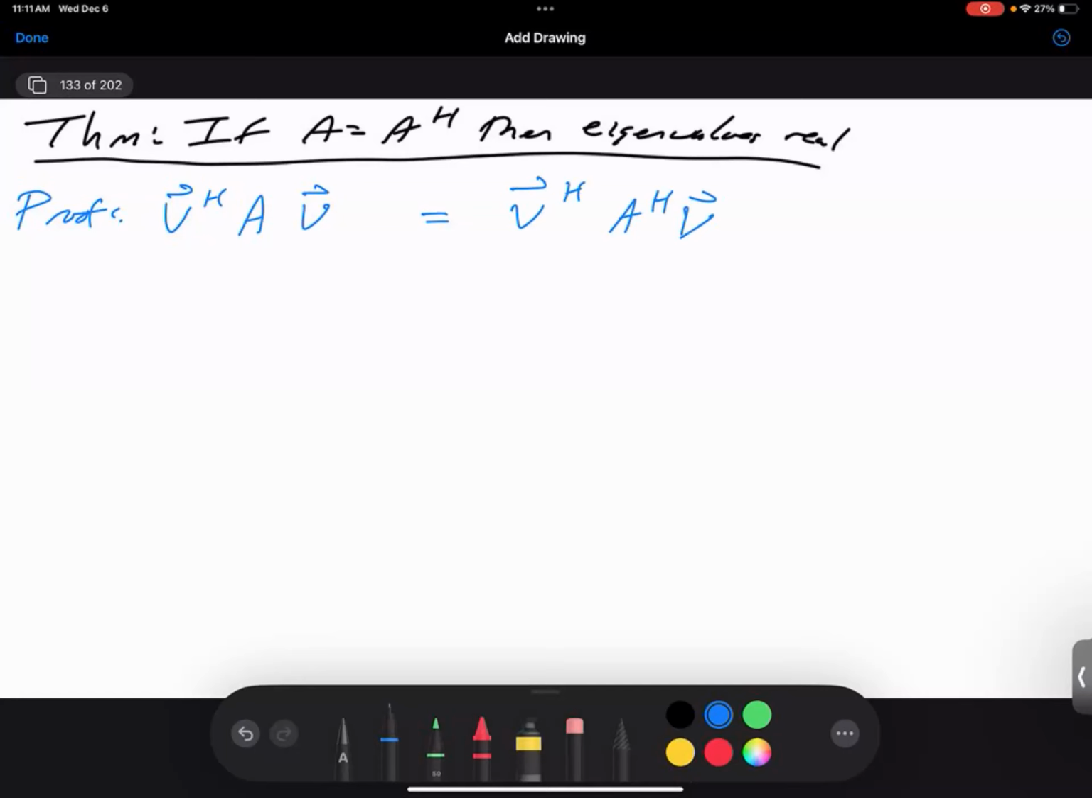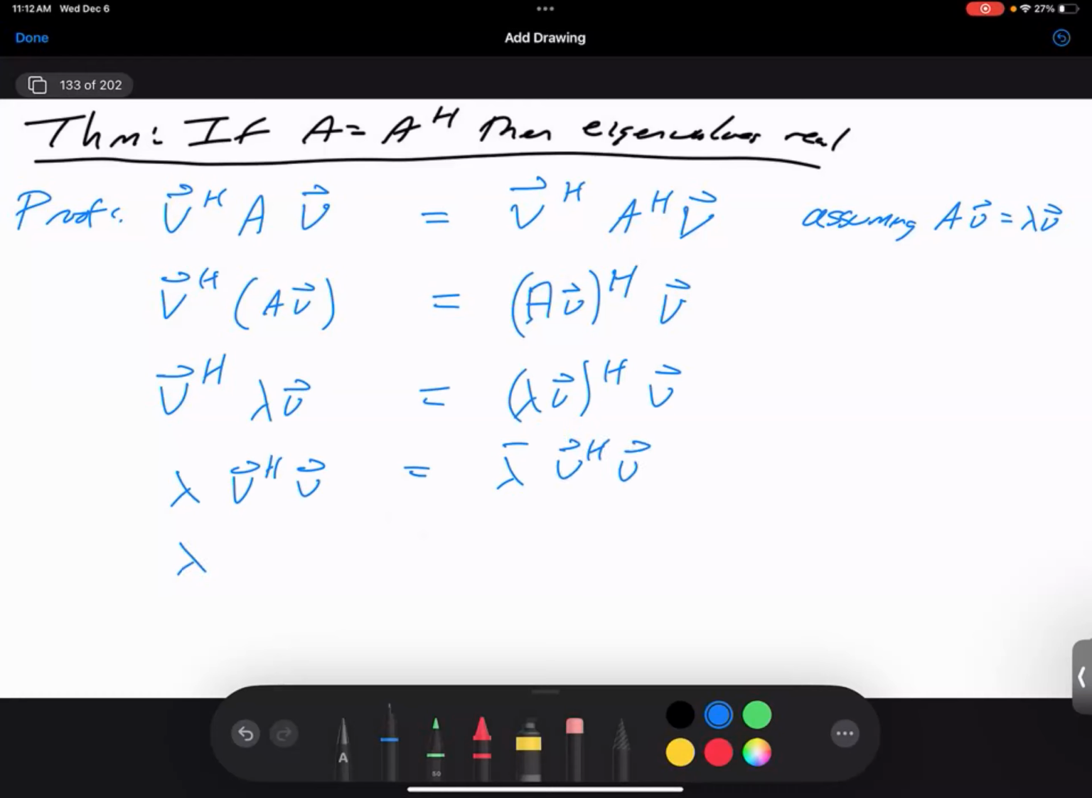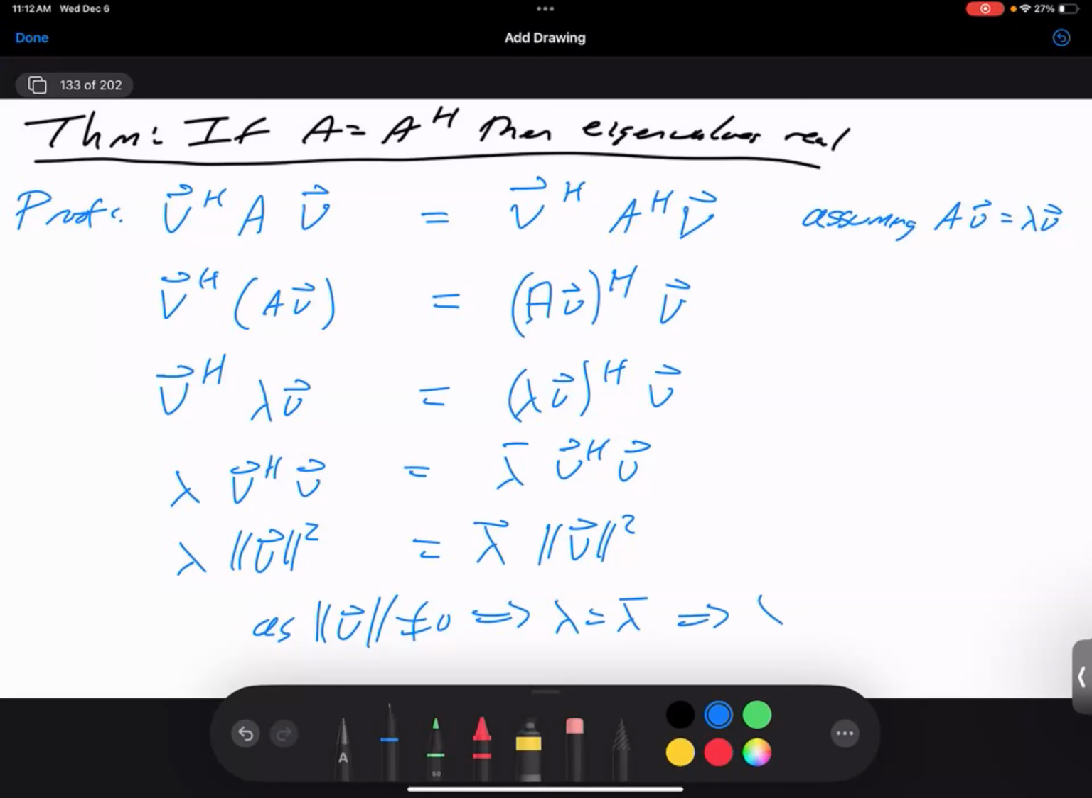All right. So this is the same as V^H with AV. And this is the same as AV, taking the complex conjugate transpose, acting on V. And now we're assuming AV equals lambda V. So then we would get V^H lambda V equals lambda V^H V. Well, this is just lambda V^H V. And now when I bring the lambda outside, what happens? It becomes lambda bar. So we get lambda times the length of V squared equals lambda bar times the length of V squared. As the length of V is not zero, that implies lambda equals lambda bar, which implies lambda is real.